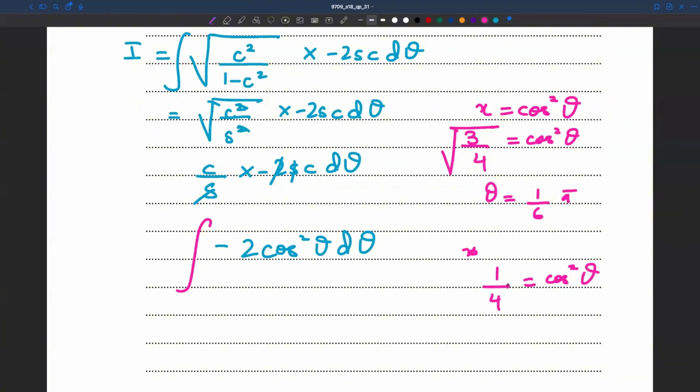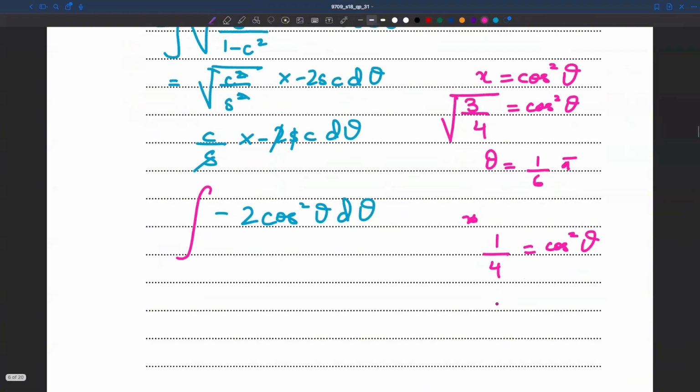You take the square root of 1 over 4 and then cos inverse. That should be 1 over 3 pi, right? 1 over 3 pi. Now, what happens is, please look at these values. Which of these values is larger? This is the larger value, right? And this is the smaller value.